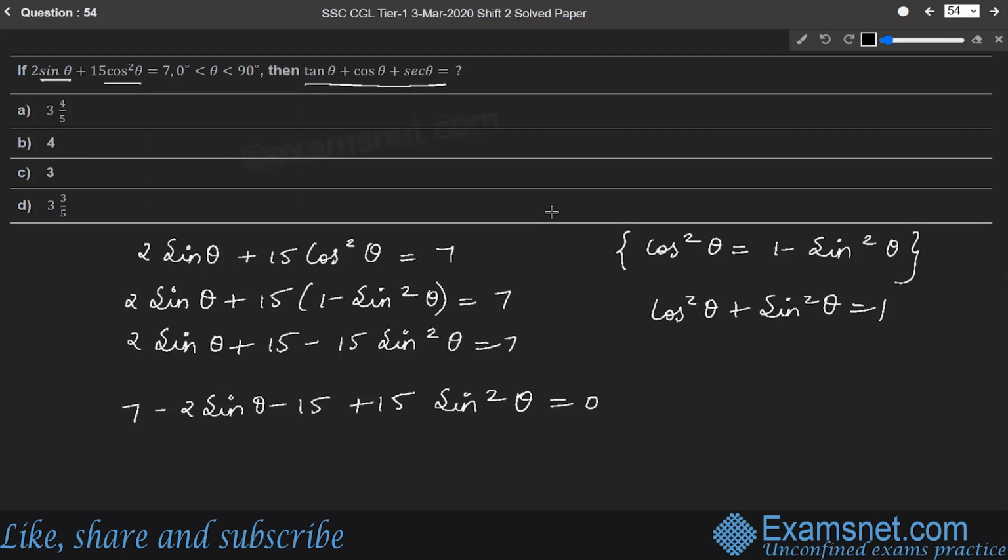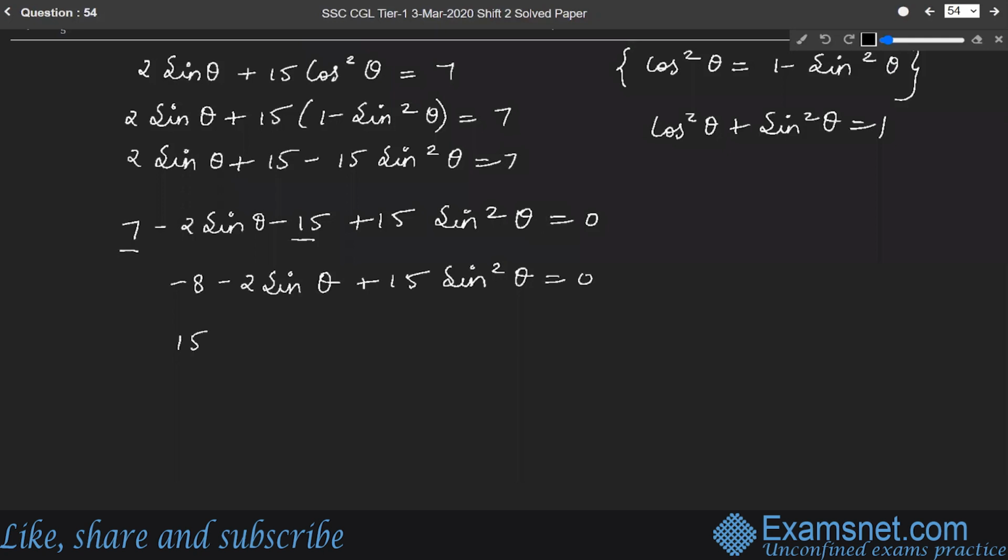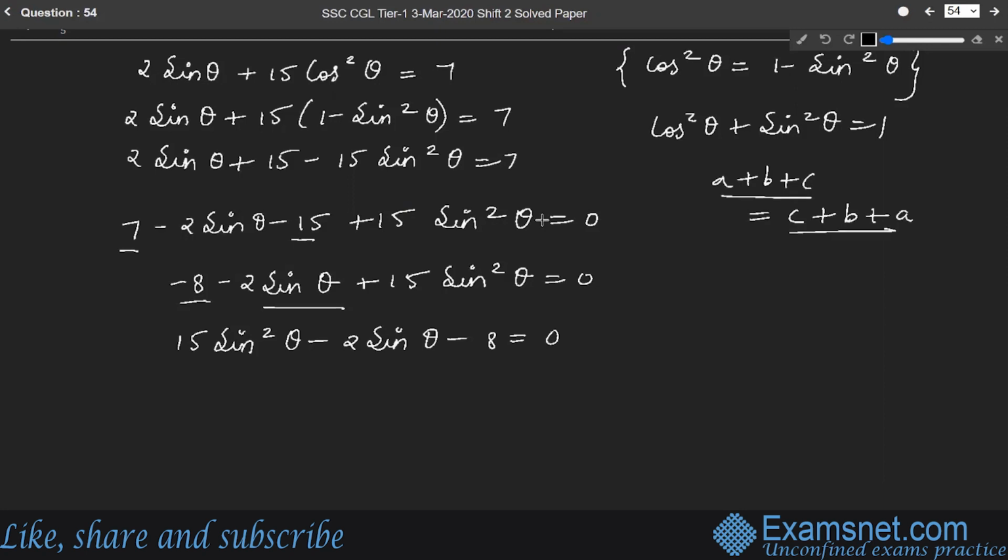Remember one thing, that whenever we take the elements from left hand side to right hand side or right hand side to left hand side, then their sign will be changed. All right. So now 7 minus 15 is minus 8. Then minus 2 sine theta plus 15 sine square theta. Now let us rearrange all these terms. So 15 sine square theta minus 2 sine theta minus 8 is equal to 0. What we have done is we have just swapped the values. We know that a plus b plus c will be equal to c plus b plus a, because the values will be same. So we have just arranged these terms in accordance with the power.